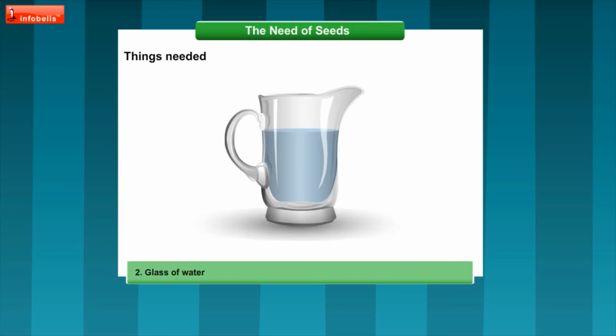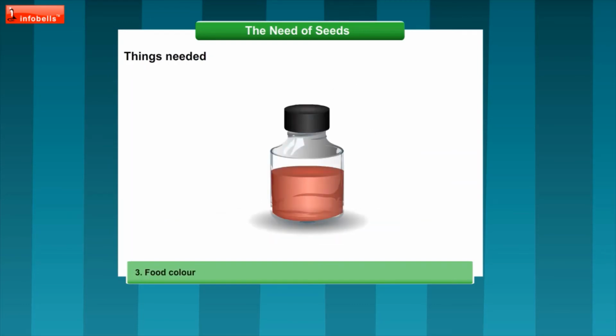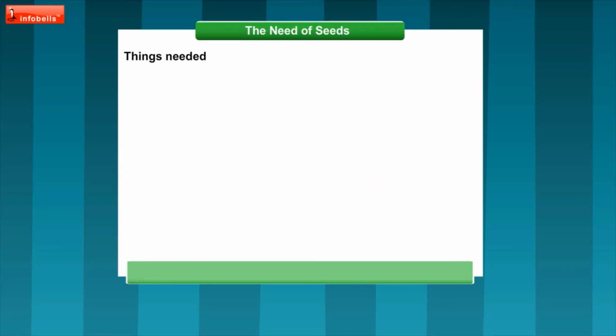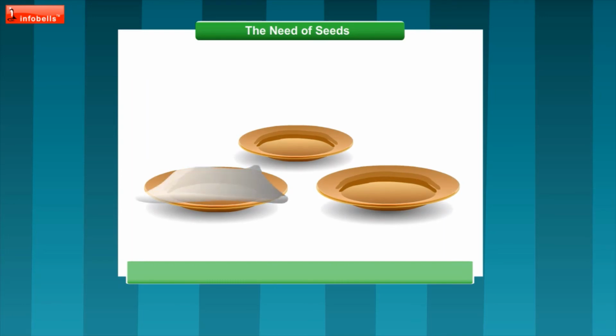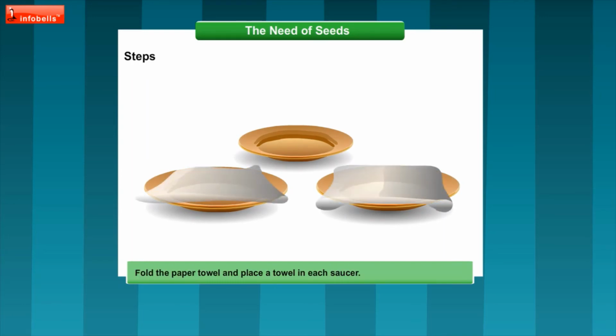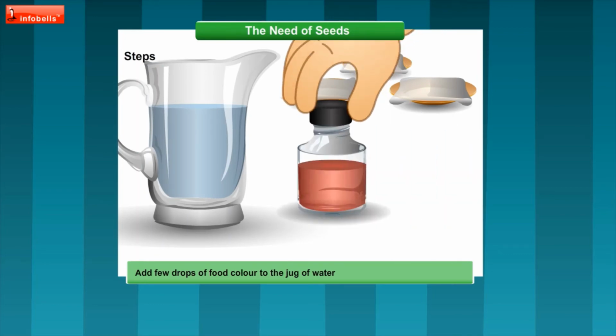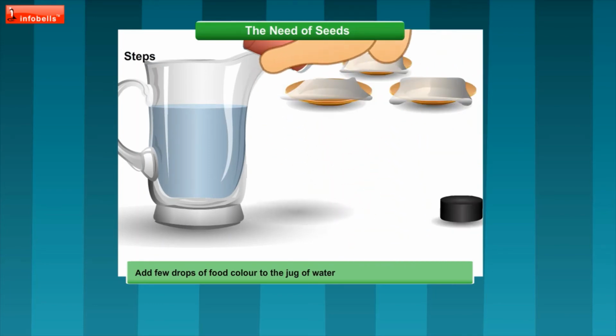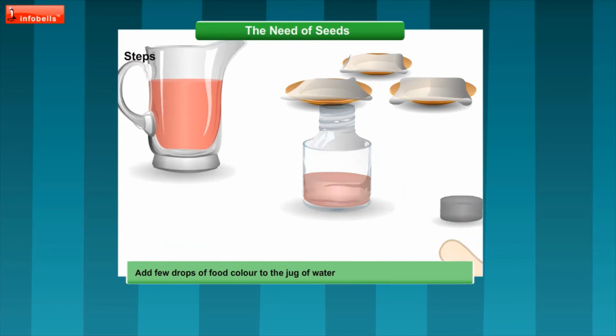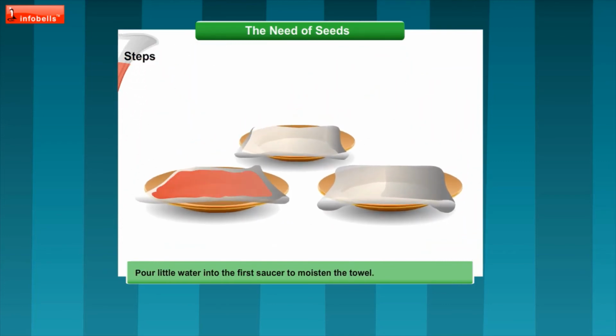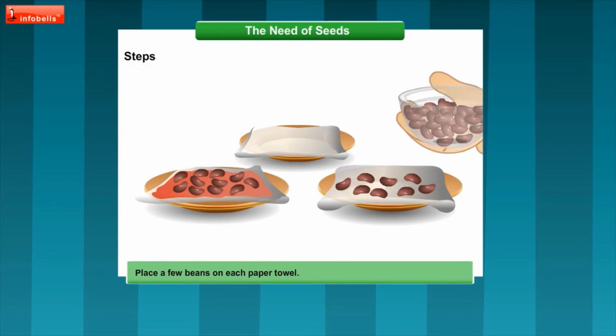Paper towels, jug of water, food color, bowl of water, 3 deep saucers and bean seeds which is soaked overnight. What do we have to do, Mom? Fold the paper towel and place a towel in each saucer. Now add few drops of food color to the jug of water and mix well. Pour little water into the first saucer to moisten the towel. Now place a few beans on each paper towel.